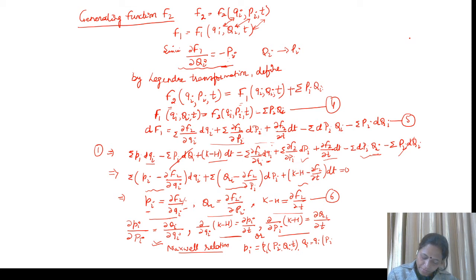So if I have the equation Qi as a function of qi, pi and time, then with the help of this condition, if this condition is satisfied, I can say that the transformation is canonical.